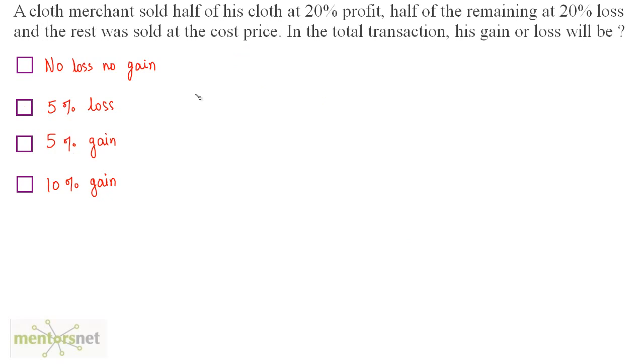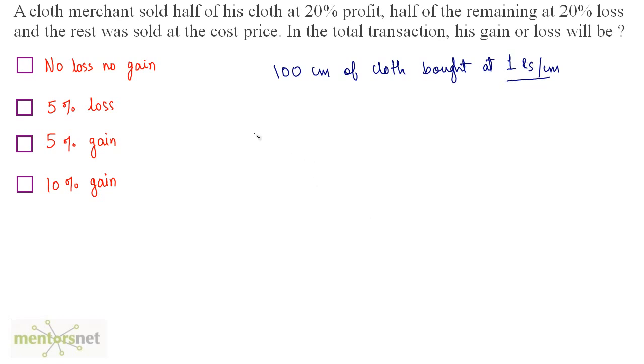A cloth merchant sold half of his cloth at 20% profit, half of the remaining at 20% loss, and the rest was sold at the cost price. In the total transaction, his gain or loss will be. So first of all, let us assume that there is 100 centimeter of cloth, which is bought at 1 rupee per centimeter. Okay, the cost price per centimeter is 1 rupee.